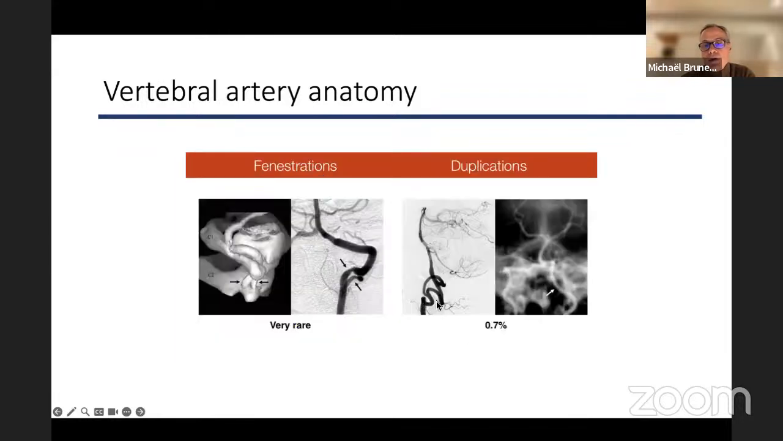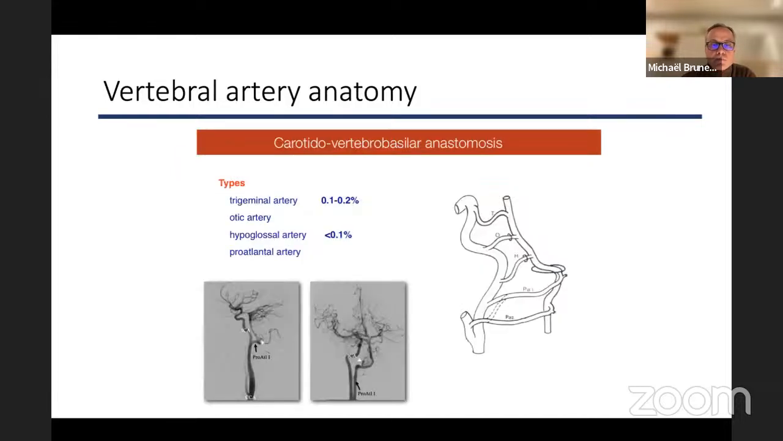But if you have a duplication of the vertebral artery, you have truly two vertebral arteries, one in correct position and the other one which has a different course outside the periosteal sheath. In this situation, it comes with a trajectory between C1 and C2. You have also very rare anatomic anastomoses between the carotid system and the vertebrobasilar one. You see all the connections that can be observed: the trigeminal artery, otic artery, hypoglossal artery, and proatlantal artery.